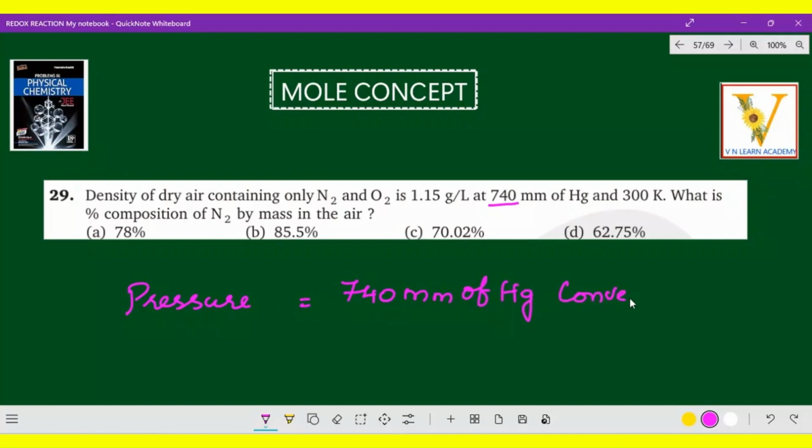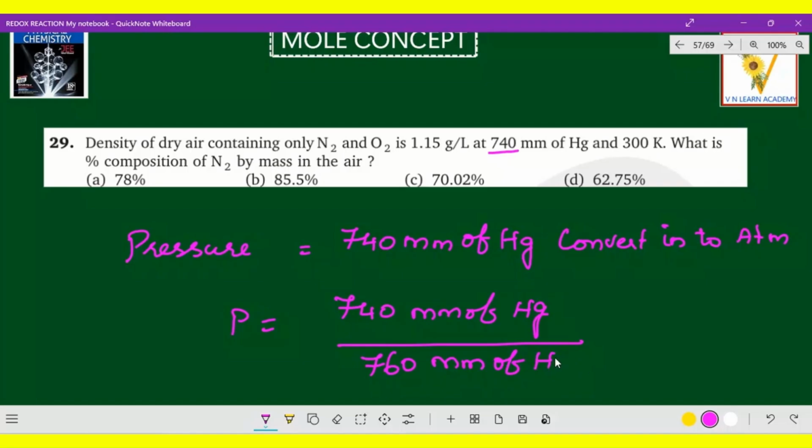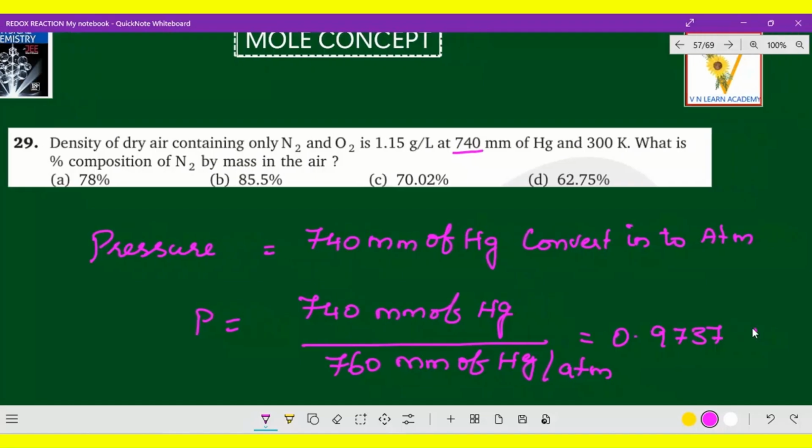Converted into atmospheric pressure. So atmospheric pressure, what is it? Pressure is equal to 740 mm of Hg. And normally what is it? 760 mm of Hg, right? At atmospheric pressure, so you will get the answer 0.9737 atmospheric pressure. So this is the answer. So we got this one.